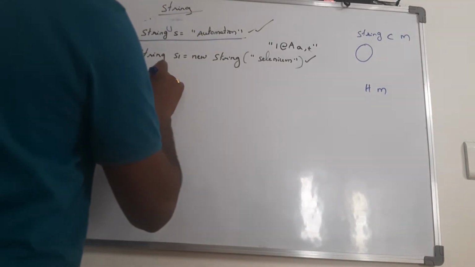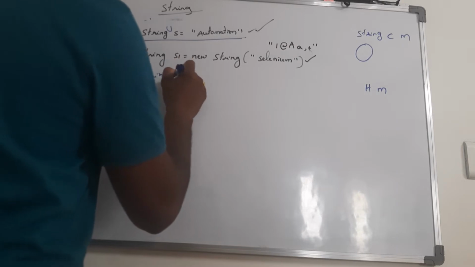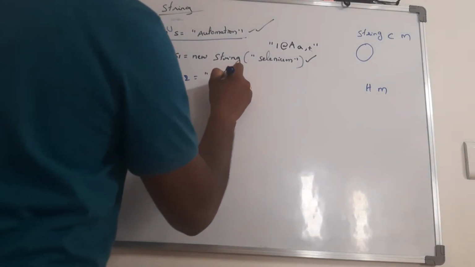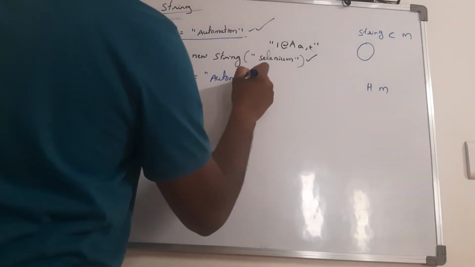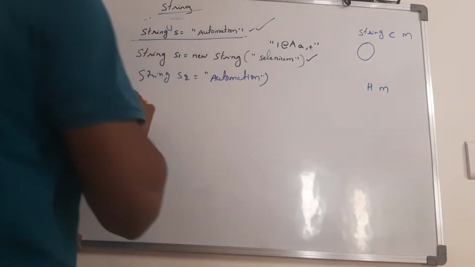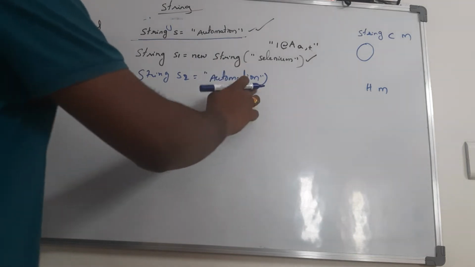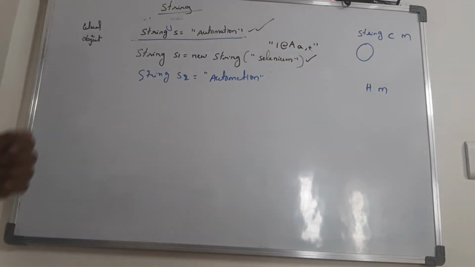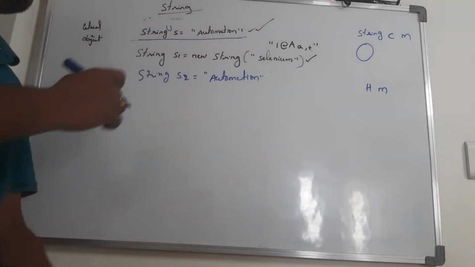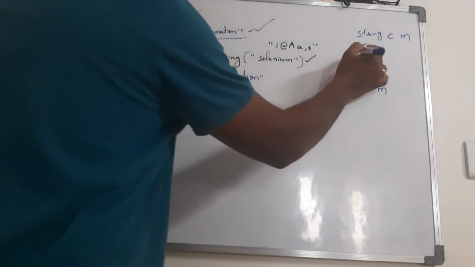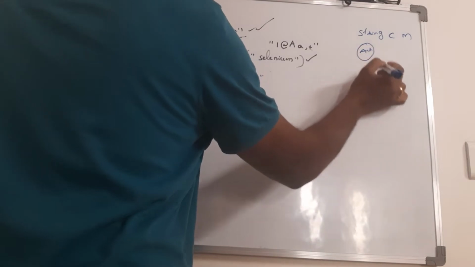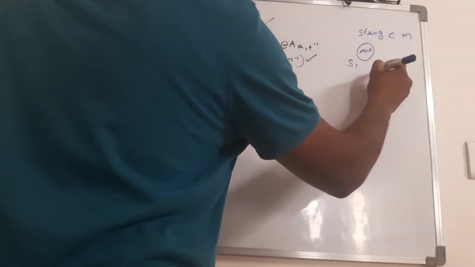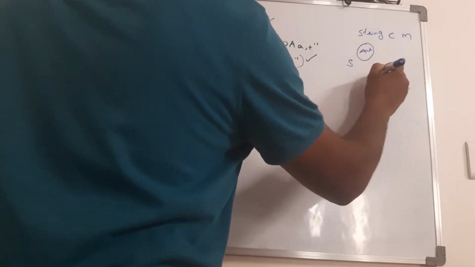If I create one more variable, String s2 = "automation", will it create a new object in the string constant memory, or will it refer to the existing object? Existing. The existing object will be referred by s2.